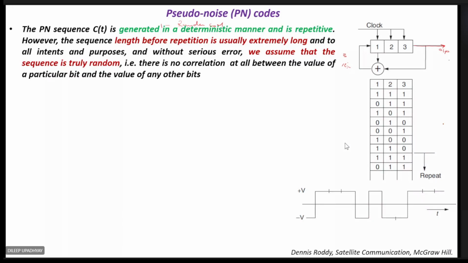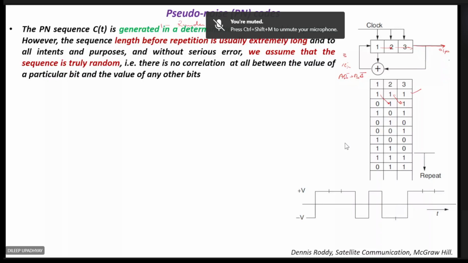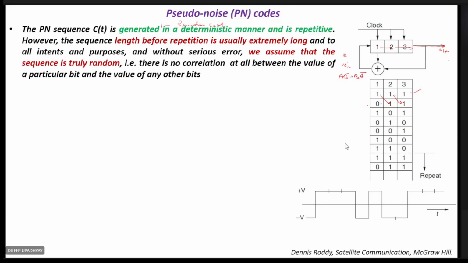So if at the start we assume that our shift registers store the bit 1, then in the first clock, this 1 will shift to 3 and this 1 will shift to 2, and the 1 in register 1 and the output of 3 will be XORed. Since XOR is represented as AB bar plus BA bar, if A and B are both the same, then the output is 0. If A and B are different, then the output is 1.